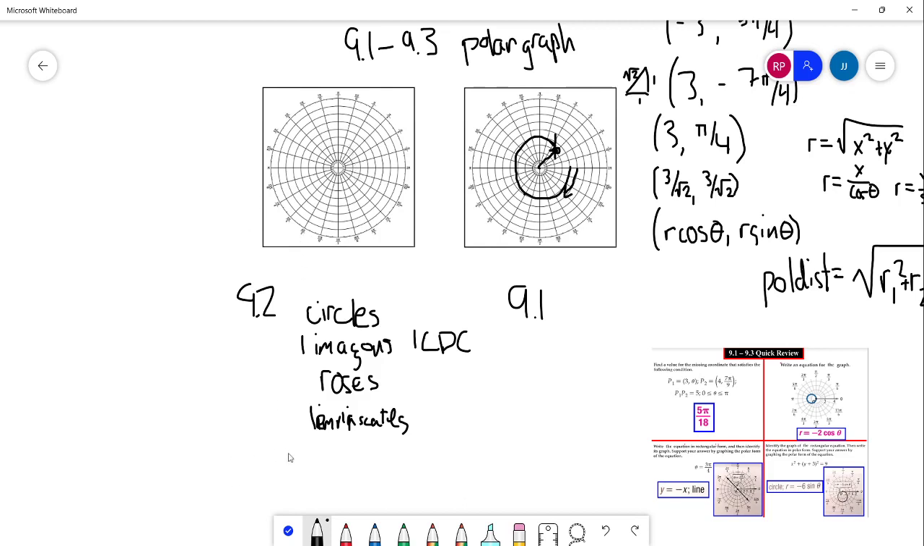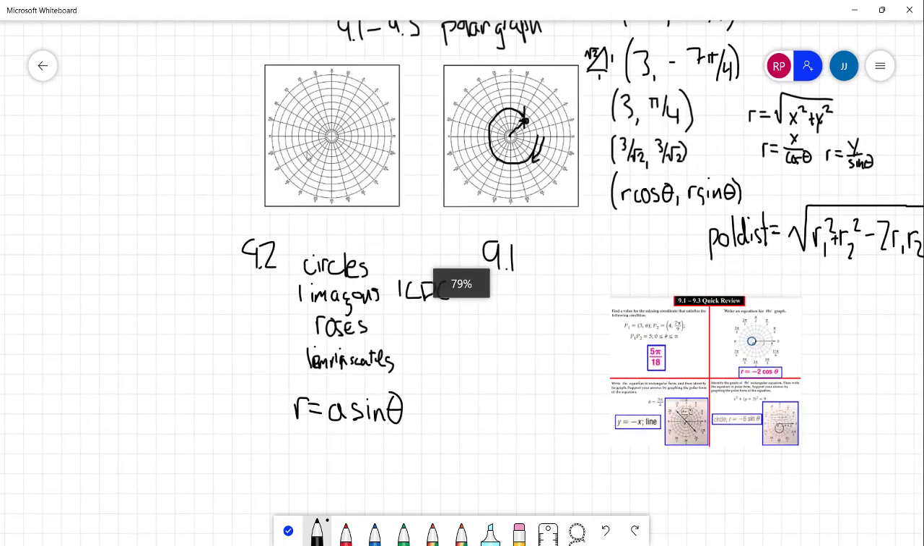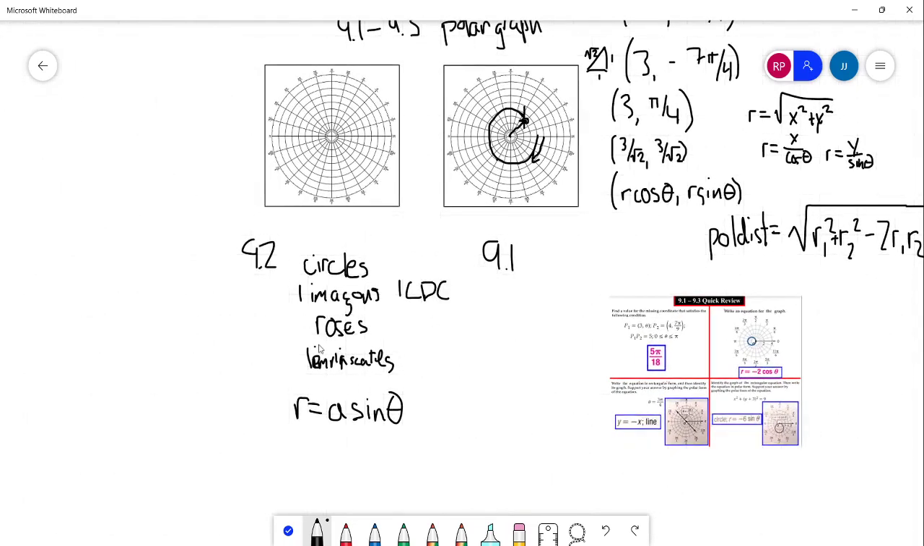I'm gonna do that. So, first we have circles. These have this form: a sine theta. Now, there are two alternatives for learning how to do this. The first one is to just plot points, and then the second one is to memorize. So basically, you know a sine wave goes like this, right? And a cosine wave goes like this, right?